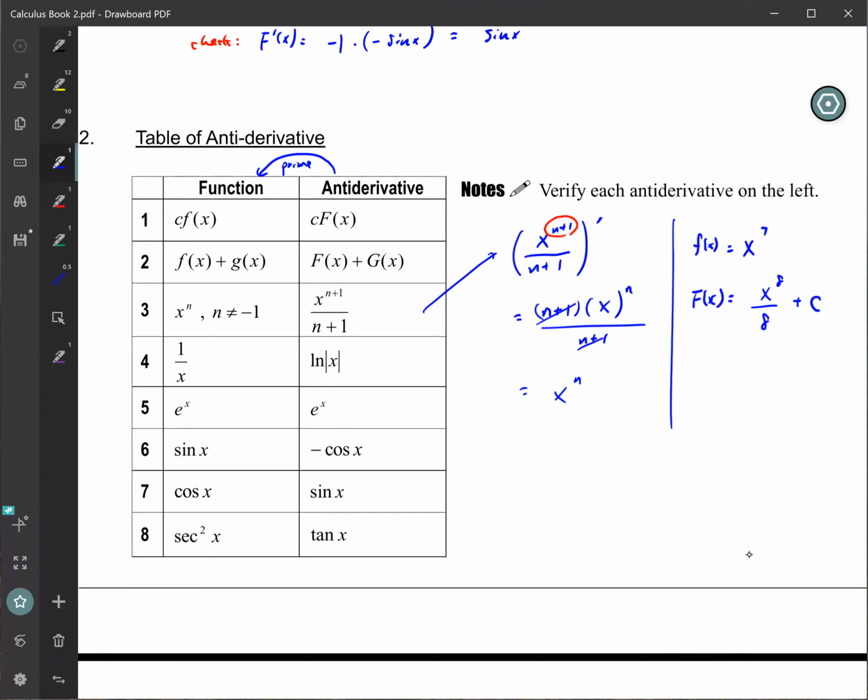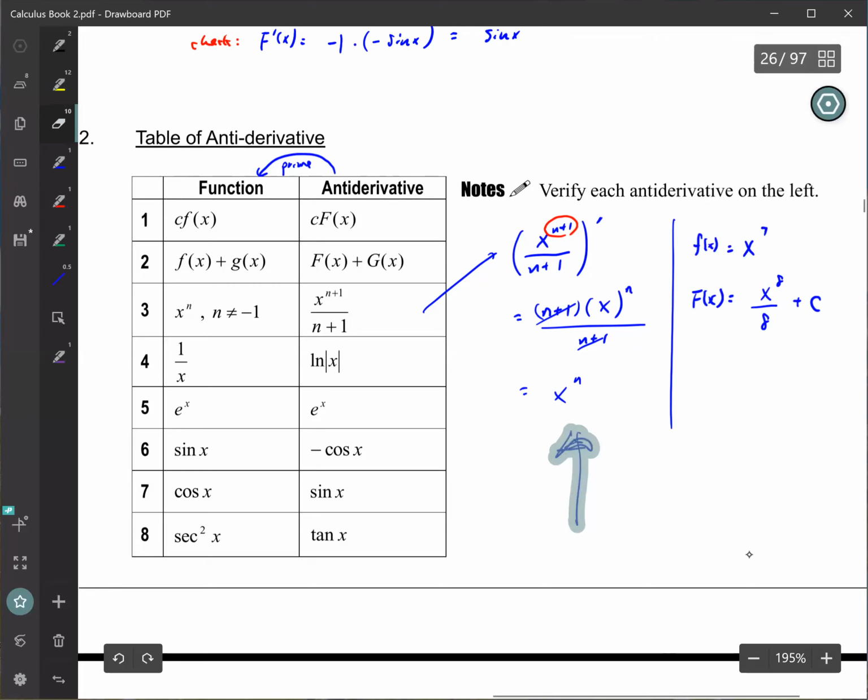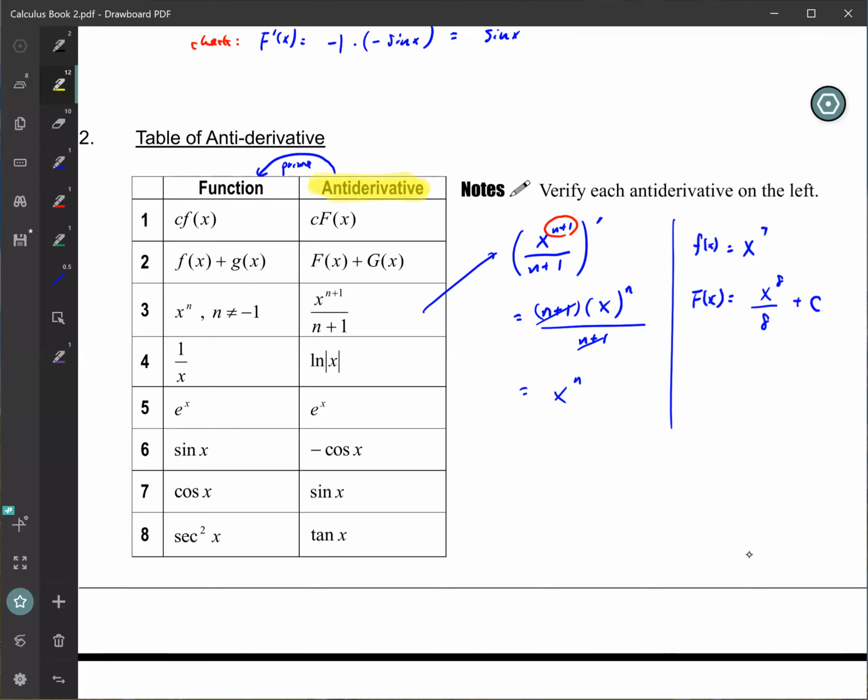Wait, can you re-explain the left side again, please? I'm a little bit confused now. You mean this part? Yeah. Okay. The left side is just checking if the formula works or not. So if you prime the antiderivative, it will give you the function. You prime the yellow highlighted part, it will give you the original function. So we are just checking if this antiderivative works or not.